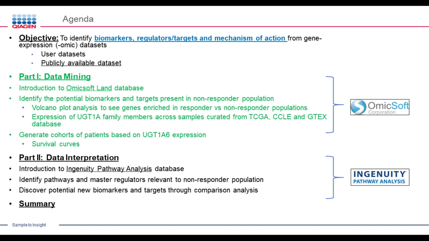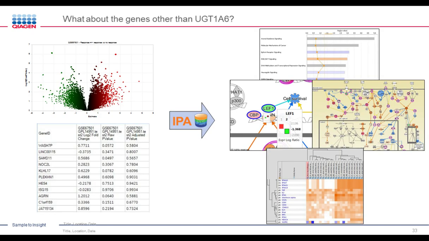Now, in part two, we are going to again focus on data interpretation. So for data interpretation, I'm going to first introduce you to Ingenuity Pathway Analysis software and its database. And then we are going to go into things like how it can be used to learn about mechanism of action in non-responder, how it can be used to generate causal networks in non-responder, how it can be used to discover potential new biomarkers and targets, both through looking at pathways and through comparison analysis.